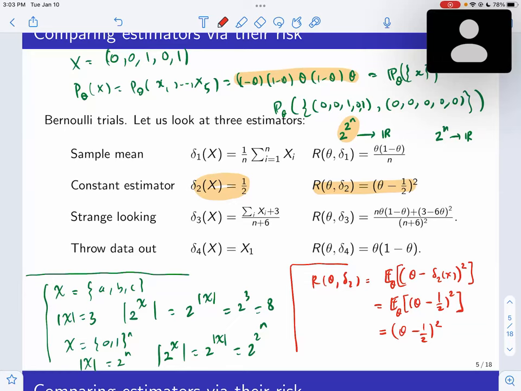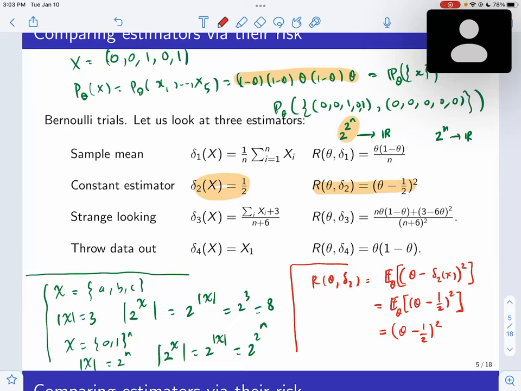And then another one is where I throw all the data out except the first one. It's a fourth candidate. I just decide based on the value of the first flip. If it's one, I'm going to say the probability is one, that it always comes up heads. And if it's zero, I'm going to say it's always zero. Obviously not necessarily a good estimator, but that's also possible. You can base your estimator on just some part of the data. And for this, the risk turns out to be this.